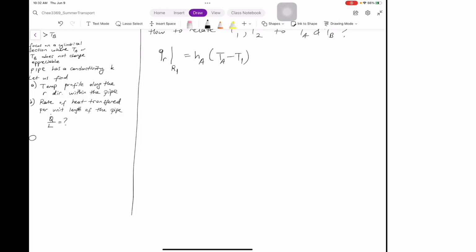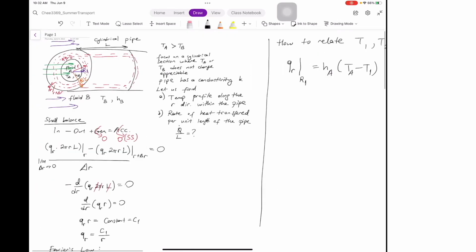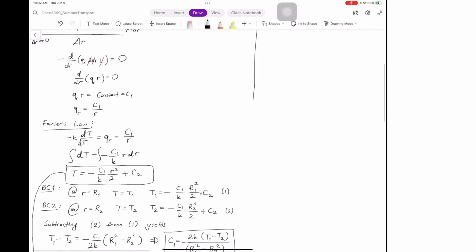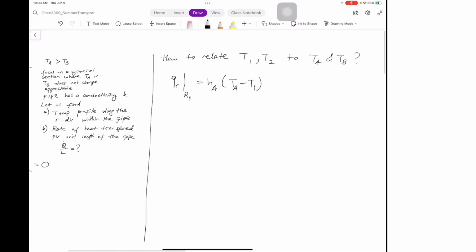Now, okay, and we know that, well, actually, can I write another equation? Because this doesn't give me by itself any relation between TA and T1, because I don't know the QR at R1. But I know that from the shell balance, and the shell balance gives you a very important piece of information. It tells you that QR times R is constant. See, QR times R is constant, right?